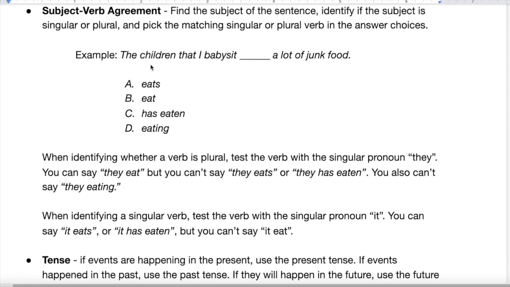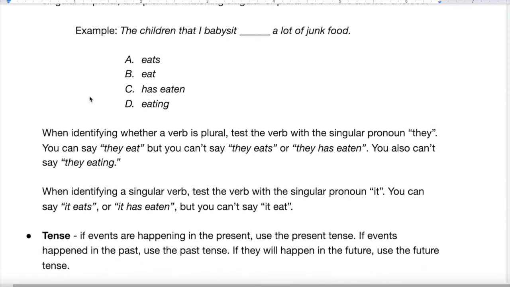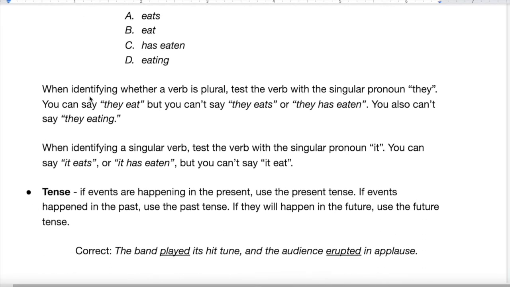But that's it. So find the subject, in this case children. Find out if the subject is singular or plural. In this case it was plural. And then find the corresponding answer choice. If you need a plural, just test the answer choice with "they." Or if you need a singular, you could test it with "it." Or, if you need to, you could also plug in "children." Can you say "children eats"? No. Can you say "children eat"? Yeah, children eat. "Children has eaten"? No. "Children eating"? No. All right.